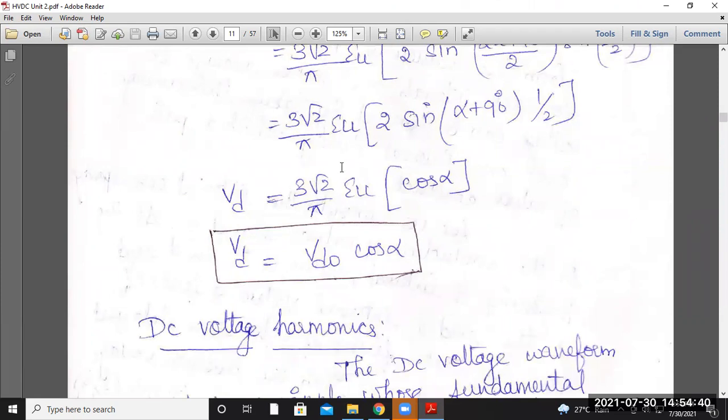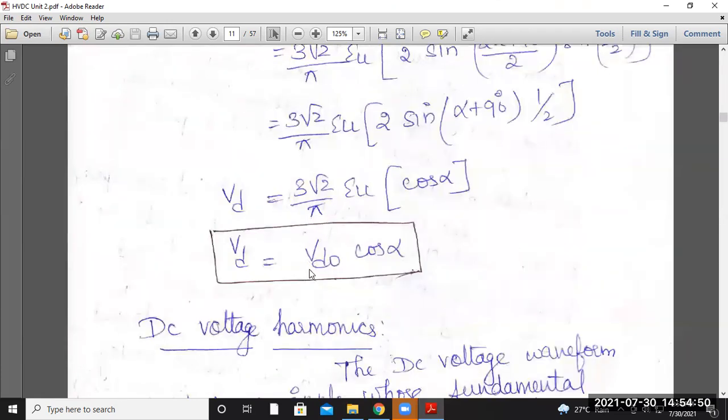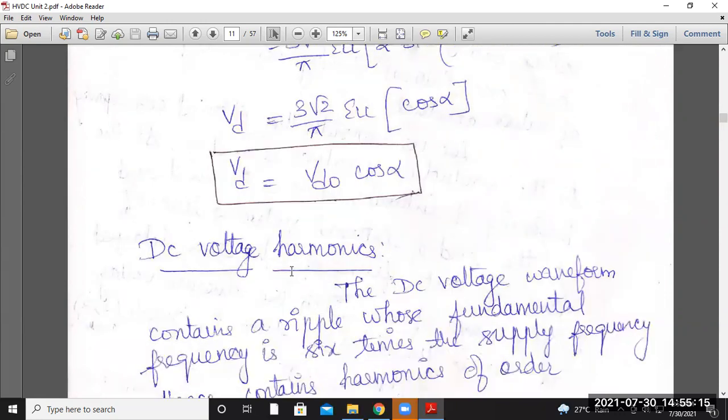So this 3 root 2 EL upon pi, you can write as the average DC voltage, that is VD naught. Okay, so this is the average DC voltage. You can say it is the initial DC voltage multiplied with cos alpha. That means if you want to make the value of VD variable, then you should make the value of EL and alpha variable. Let us say EL is constant, then cos alpha will be variable. And for varying the value of cos alpha, you have to vary the value of alpha. That means you have to make the firing angle variable, so that you can vary the DC voltage.